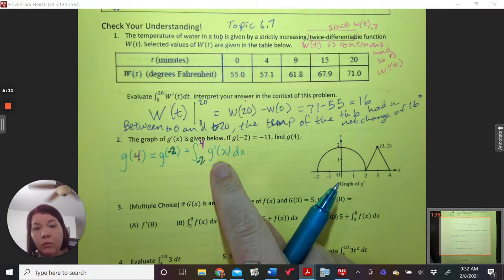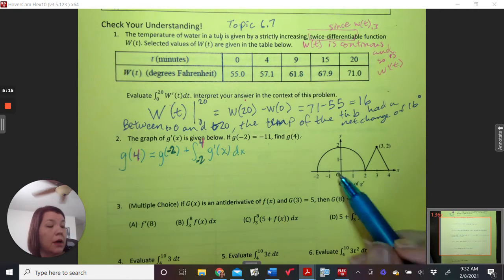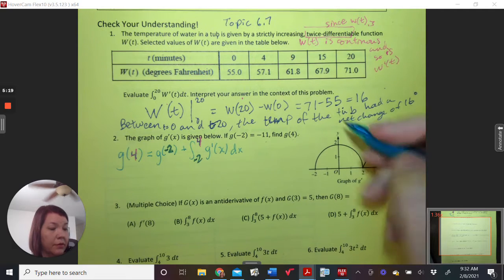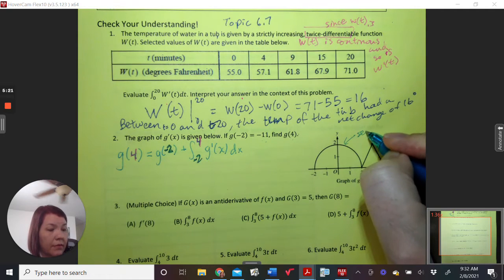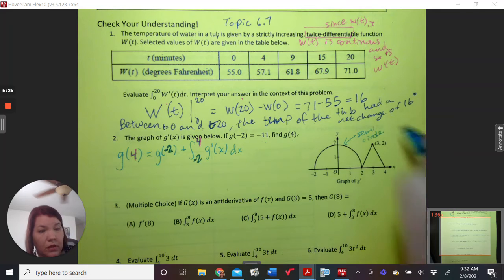Okay, so we know two things about this. One, I could use a calculator if I knew what g prime was. I don't. But it's the area under the curve. So when I look at this curve, we have a semicircle, or half a circle. That's what semicircle means, and a triangle.